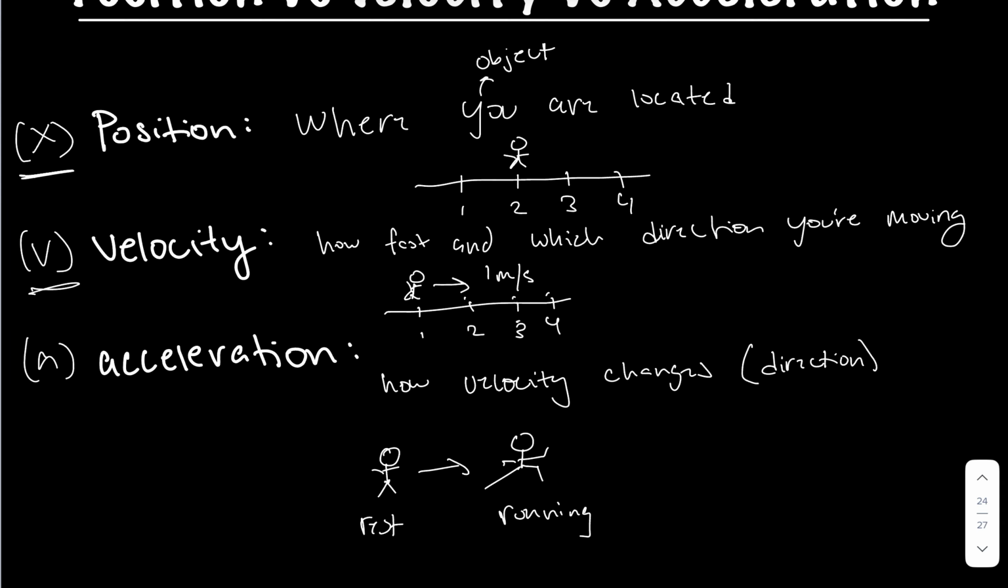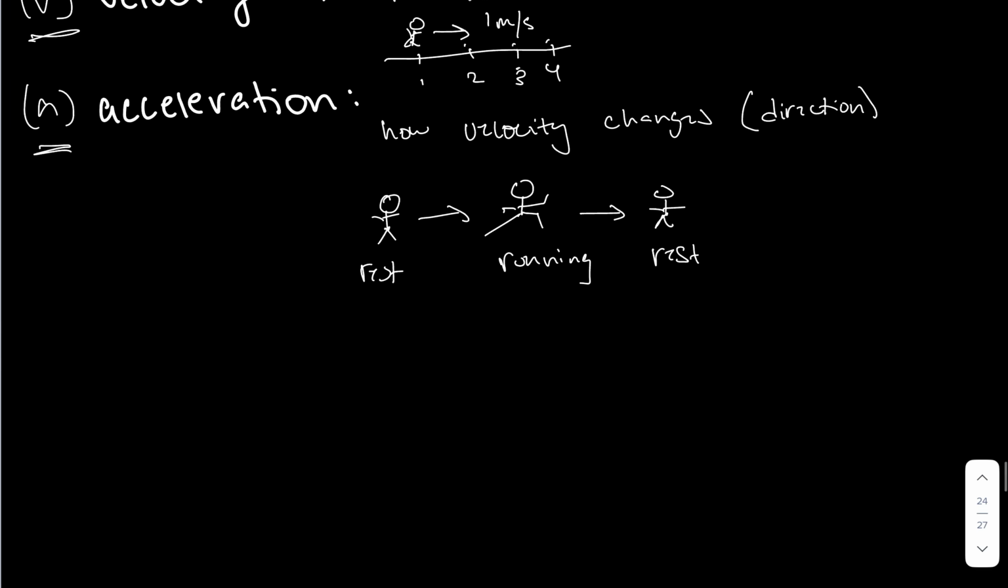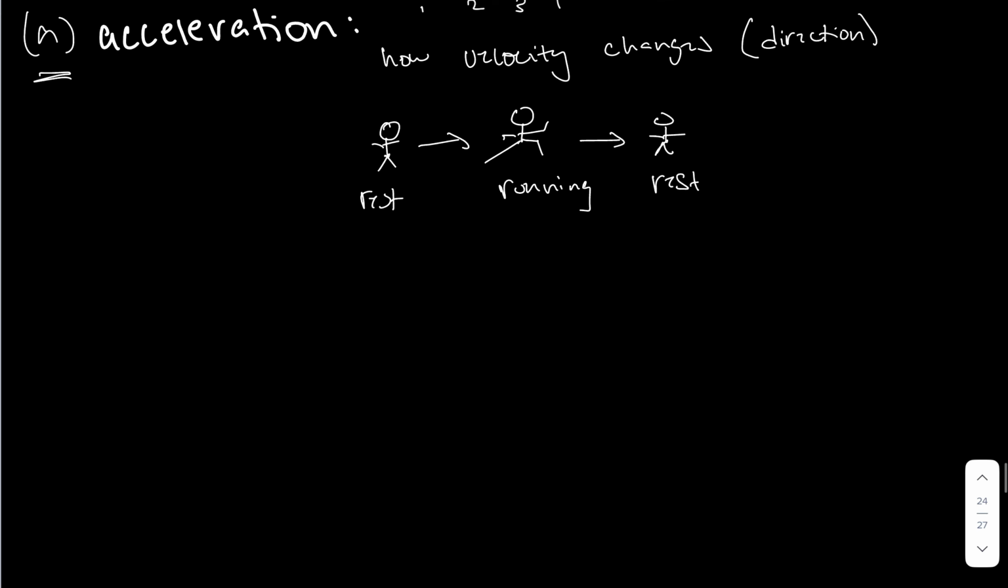And the same thing can also go to me slowing down. So going from rest to running back to rest. So I can speed up, slow down, right? And that is your acceleration. And acceleration is usually denoted by the letter A. So one thing to note, position, velocity, and acceleration are linked.